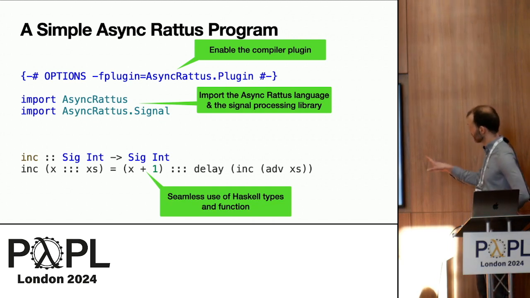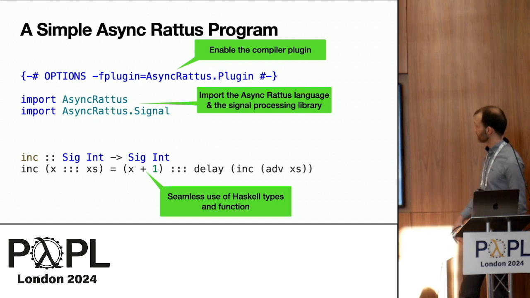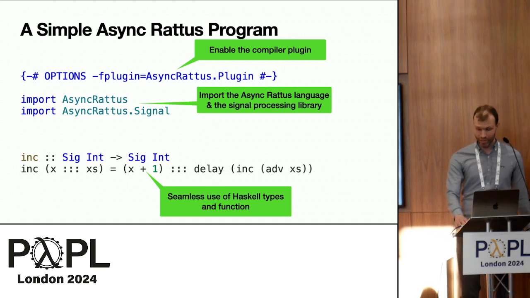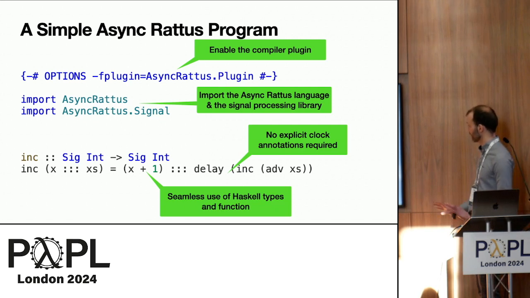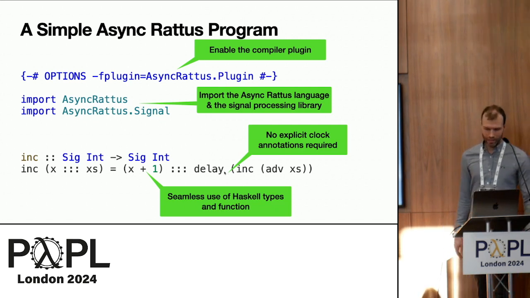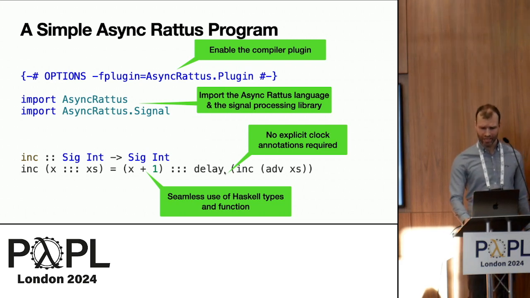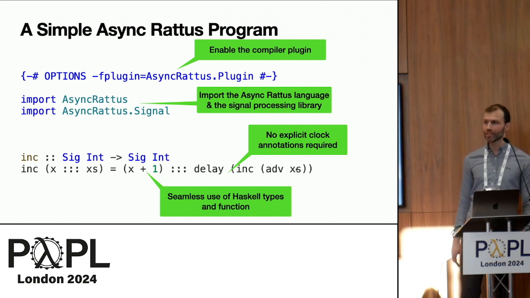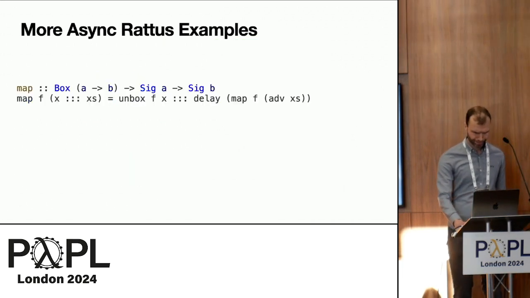Here this is really a shallow embedding, so we can seamlessly use Haskell definitions, Haskell types, Haskell functions. This is just the normal Haskell integers and the plus from Haskell. Also notice that we don't have these explicit clock annotations. There's no theta here that we have to put in. So it knows that we have to delay according to the clock of this delayed computation xs. All right, this is a very simple example.